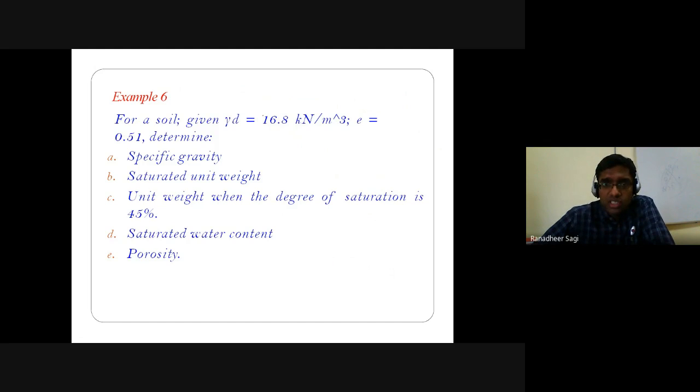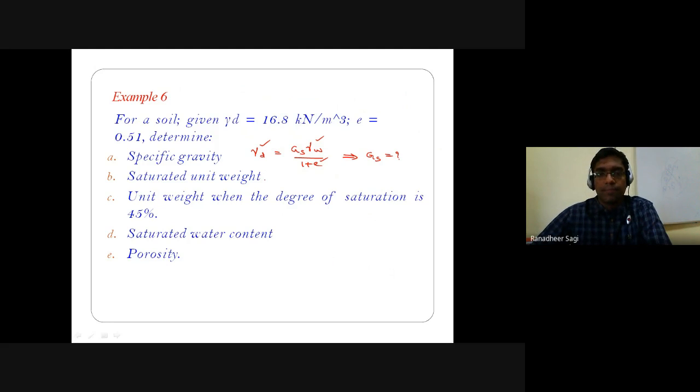So for the specific gravity of soil solids, we have a relation between gamma D, specific gravity of soil solids, and the void ratio. That's nothing but gamma D is equal to GS into gamma W by 1 plus e. As gamma D is known, the gamma W standard value is known, and e is known, I can calculate the specific gravity of the soil solids from this expression. I am not solving it by substituting everything here, so please take it up for your practice and solve it accordingly.